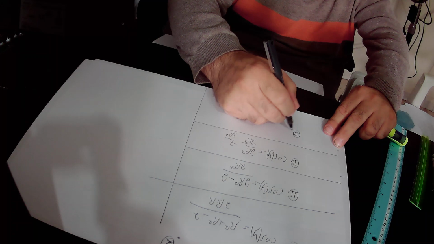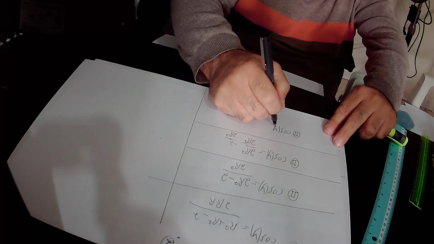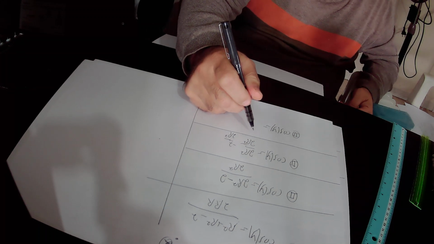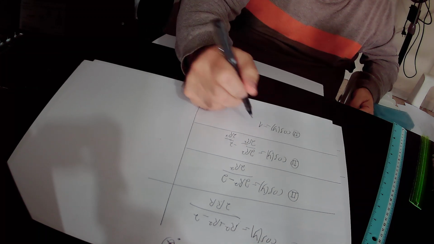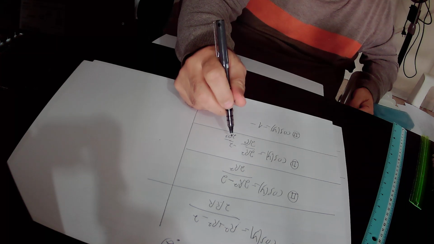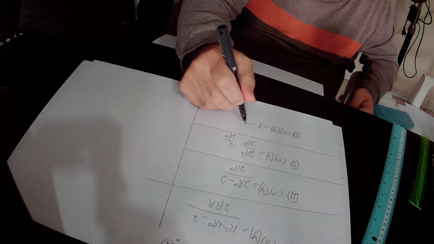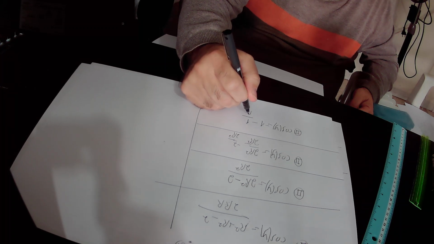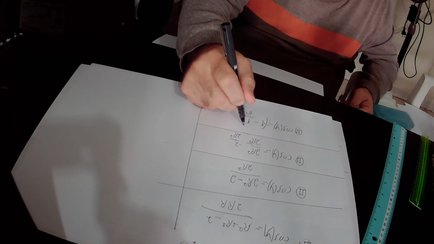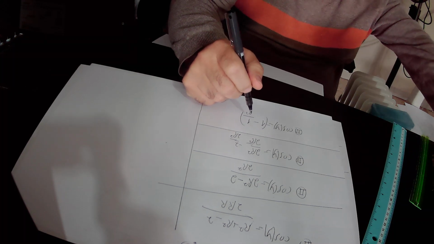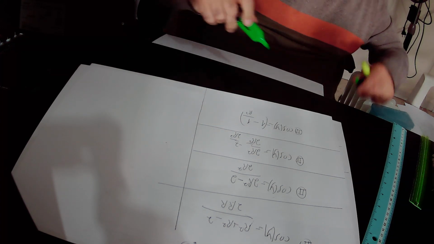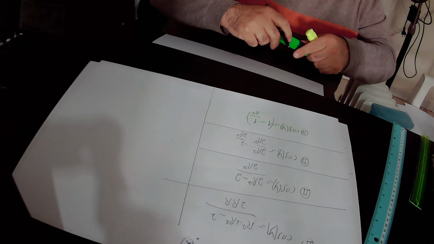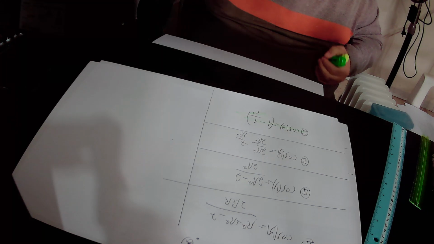So cosine y equals 2r squared over 2r squared, which is 1. And here minus 2 over 2 is minus 1, so in the numerator we have minus 1, in the denominator we have r squared. So in conclusion, we found out that according to equation number 2, cosine y equals 1 minus 1 over r squared.